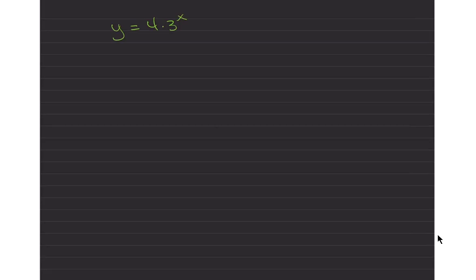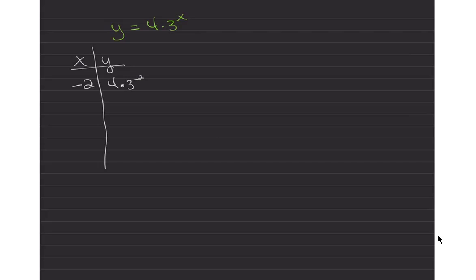We can either make a table and graph some points. So just for fun, if we didn't know how to graph this, we could come up with some x's and y's. I want to throw a negative number out there. If I said x was -2, that would be what? 4 times 3 to the -2, right?